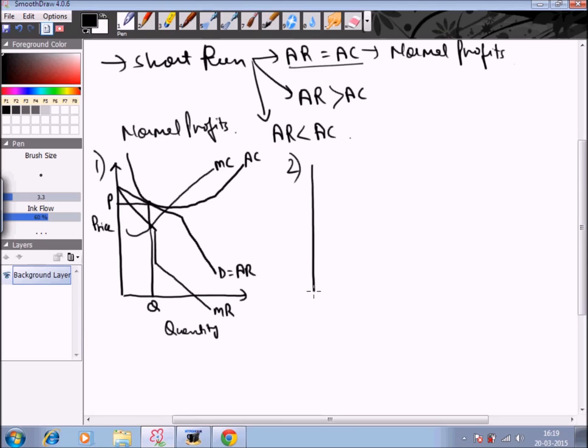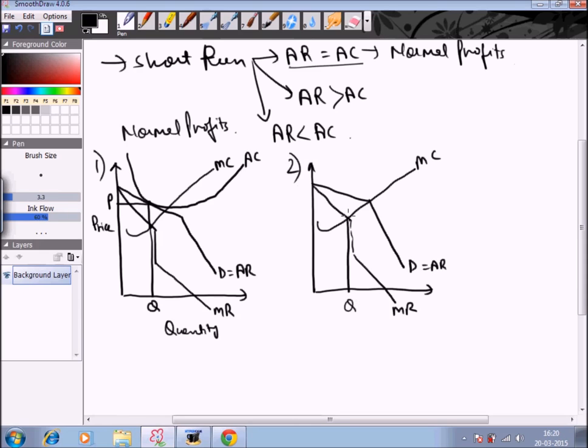Now, for the second condition, that is supernormal profits. This is the demand curve and this is the marginal revenue curve. Suppose the marginal cost curve cuts here. So we get the profit maximizing quantity and the price. For supernormal profits, we get a curve like this, which shows that the average revenue is greater than the average cost by this amount. So this is the amount of profit. So this is the second condition, that is supernormal profits.